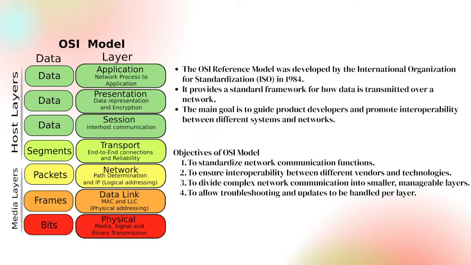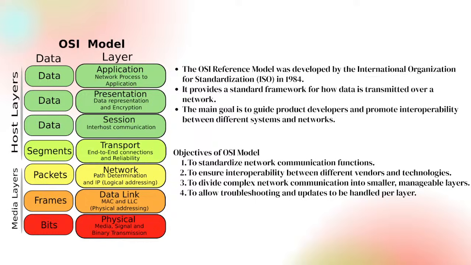To divide the complex network, that complex network communication can be broken into smaller parts in manageable layers, and also to allow troubleshooting and updates to be handled per layer. We can say, if we break the communication into parts and it is passed along, what the layers are doing is moving it to another layer, right?